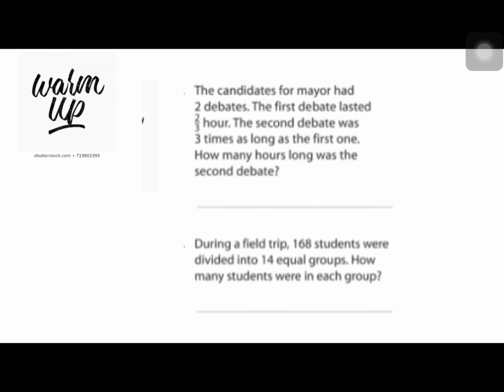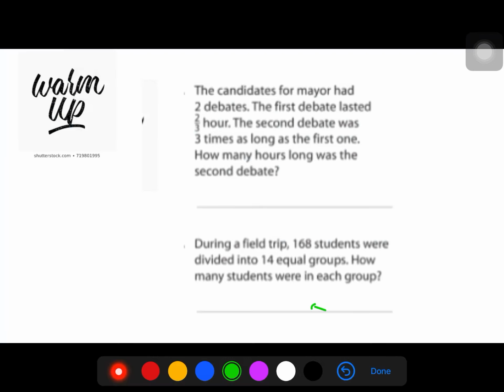The candidates for mayor had 2 debates. The first debate lasted 2/3 of an hour. The second debate was 3 times as long as the first one. How many hours long was the second debate? When you multiply, you should get 6/3, and that simplifies to be 2.